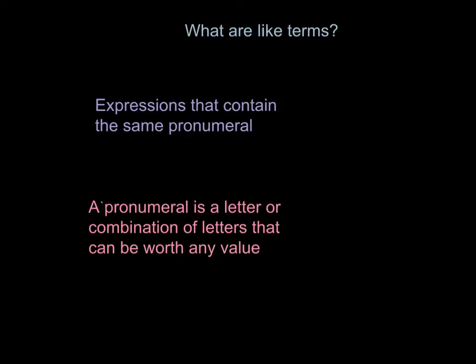Some letters that can be pronumerals are like the letter A or B. Often in maths we use the letter X as a pronumeral, and sometimes it can be combinations of letters. Sometimes it can be AB. AB is a different pronumeral to A or B. We can also have pronumerals that are letters squared. For example, X squared. X squared is a different pronumeral to just X.